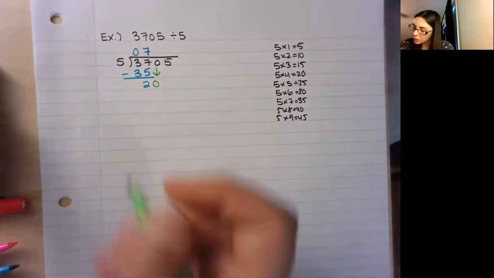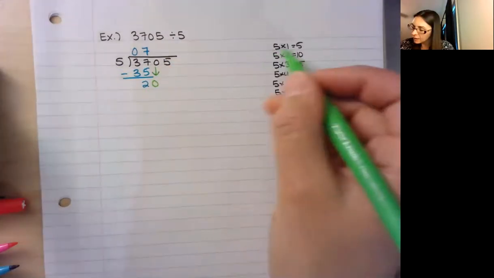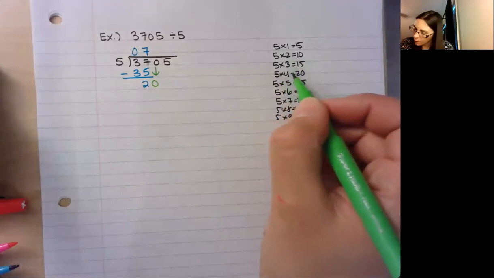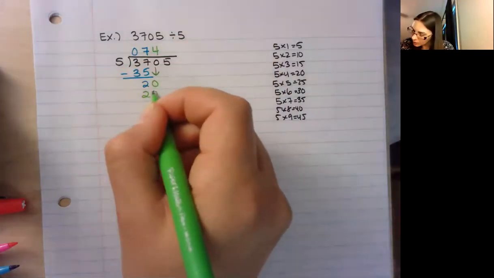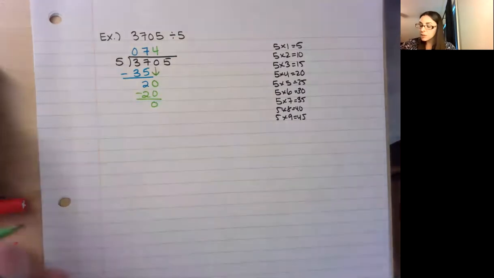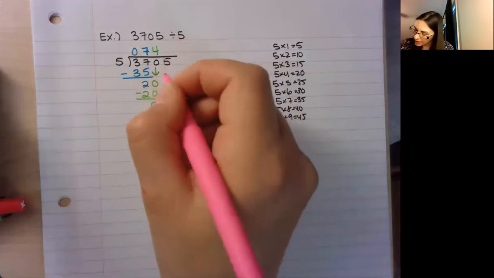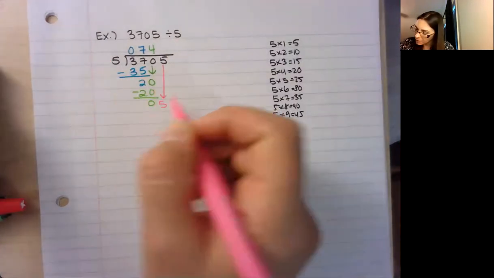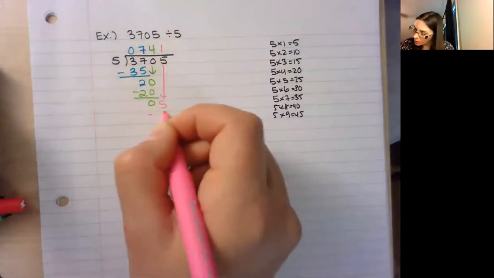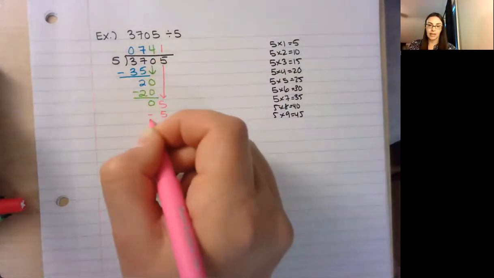All right, 5 goes into 20 here. It goes in exactly 4 times. The 4 goes up top, and then 5 times 4 is 20, gets subtracted out. Now my answer is 0, but I'm not done here because I have more digits. So I do have to bring this 5 down and keep going. 5 goes into 5 just 1 time. And now I have a 0, but I have nothing left to bring down. So I am done.